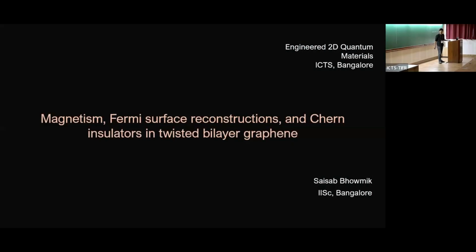So this talk will be on magnetism, Fermi surface reconstructions, and Chern insulators in twisted bilayer graphene. These phases are not surprising anymore, and a few other groups have also reported this.